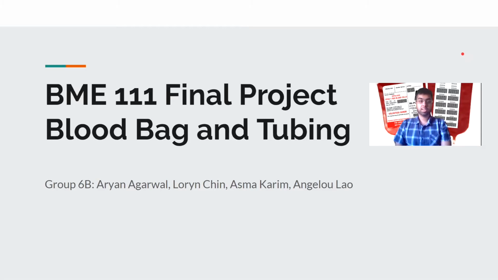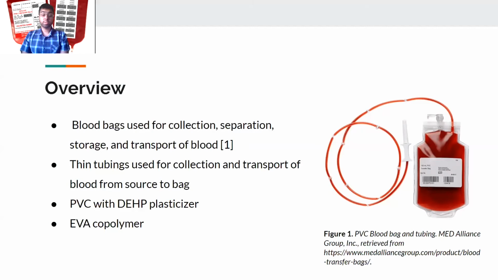We're Group 6B, and this is our BME 111 final project on blood bag and tubing. So blood bags are used as a mechanism to collect, separate, store, and transport blood and blood components. The conditions of the bag are meant for the administration and preservation of blood. Along with the blood bags, thin tubings are designed to collect and transport blood from the source to the bag.